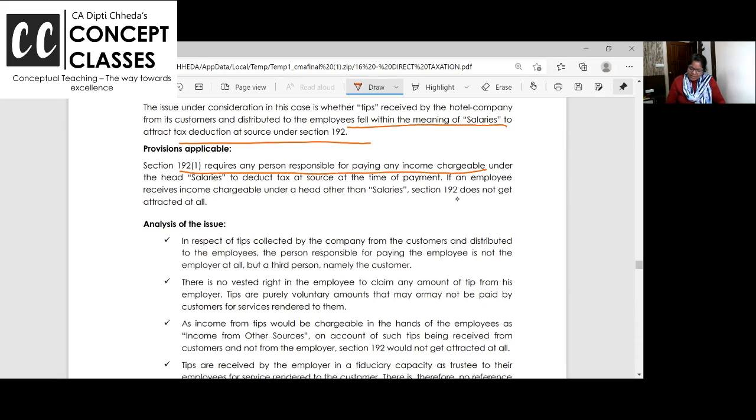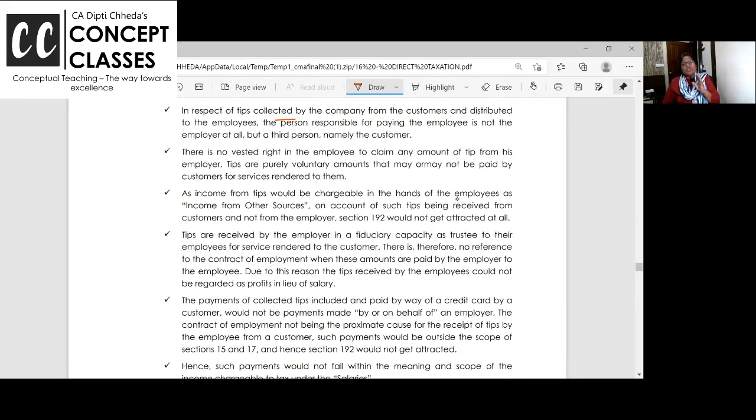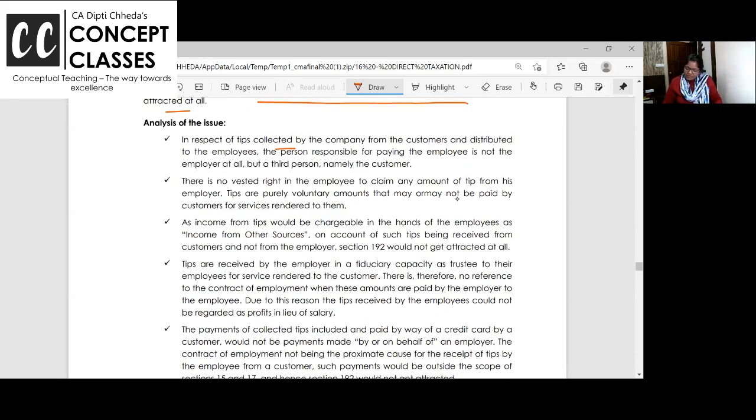Now what's the provision? 192 requires that under the head salary, TDS will be deducted if employee receives any payment from employer. Now analyze. Ma'am, should we write all these points? No, please. They have explained it in quite in depth. You write 2 good points, enough. In respect of tips collected from customer, the person responsible for paying employee is not the employer but a third person. There is no vested right in employee to claim an amount of tip. Tips are purely voluntary. कोई force नहीं है.